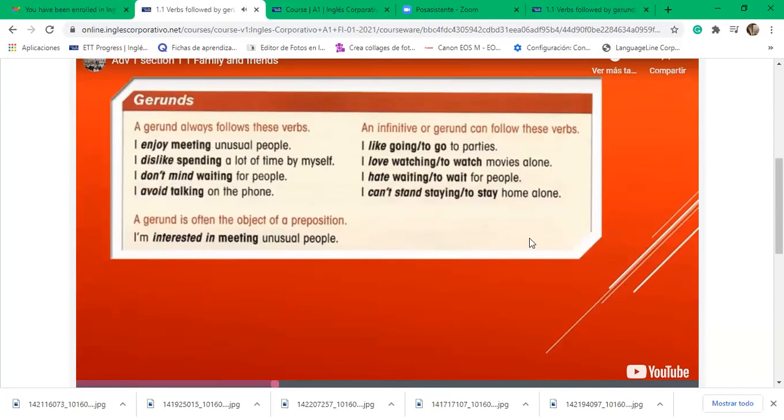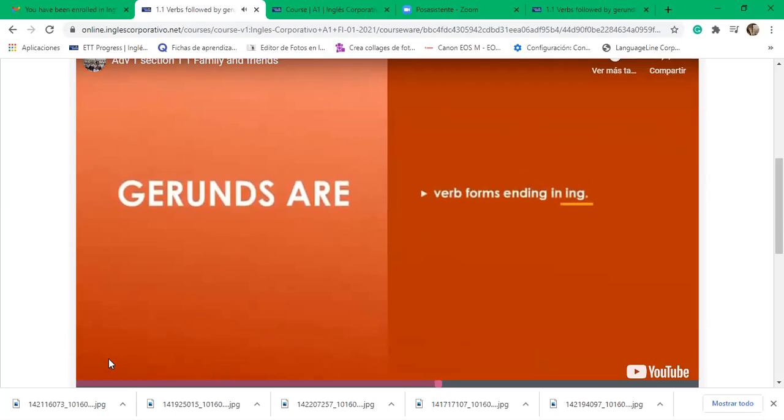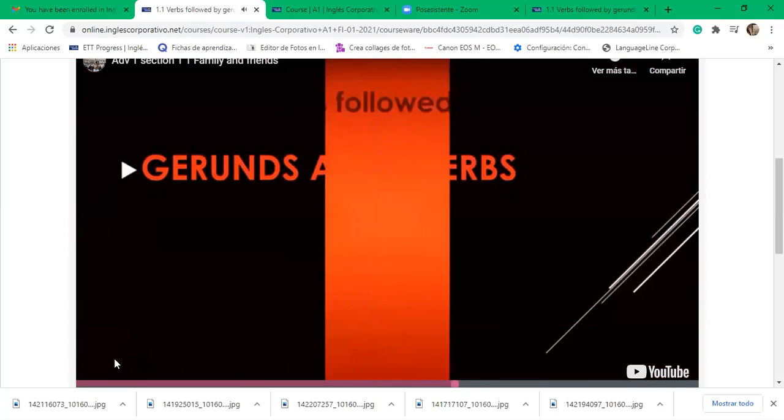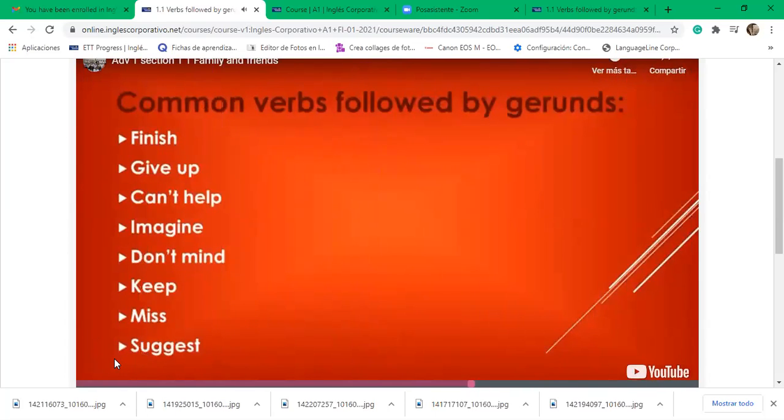Verbs. I enjoy meeting unusual people. I dislike spending a lot of time by myself. I don't mind waiting for people. I avoid talking on the phone. An infinitive or gerund can follow these verbs. I like going to parties. I like to go to parties. I love watching movies alone. I love to watch movies alone. I hate waiting for people. I hate to wait for people. I can't stand staying home alone. I can't stand to stay home alone. A gerund is often the object of a preposition. I'm interested in meeting unusual people. Remember that gerunds are verb forms ending in -ing. Gerunds after verbs. Common verbs followed by gerunds are finish, give up, can't help, imagine, don't mind, keep, miss, and suggest.